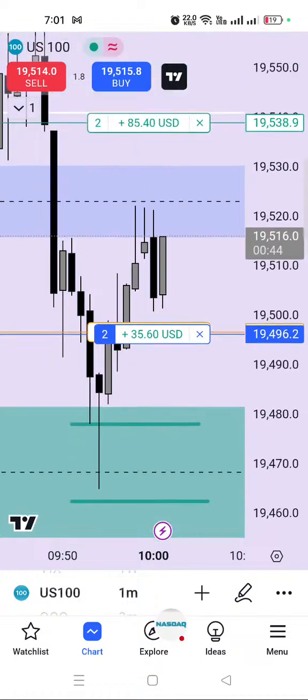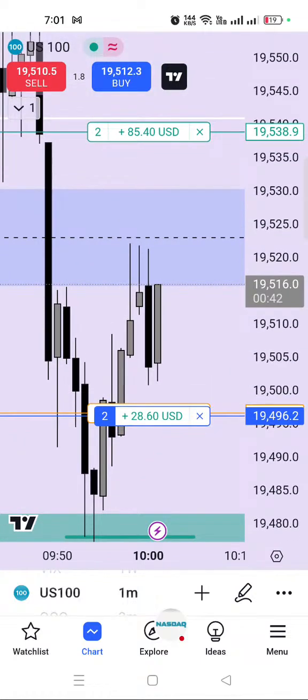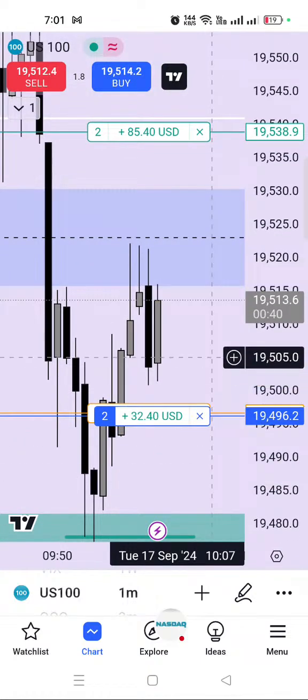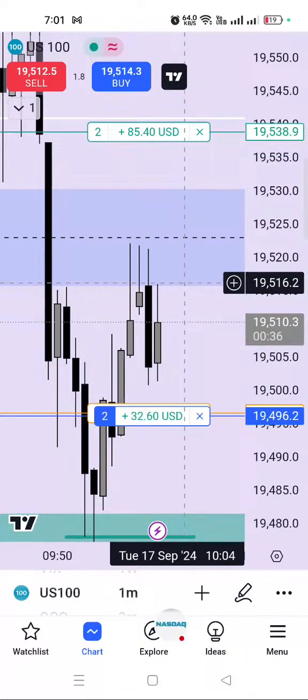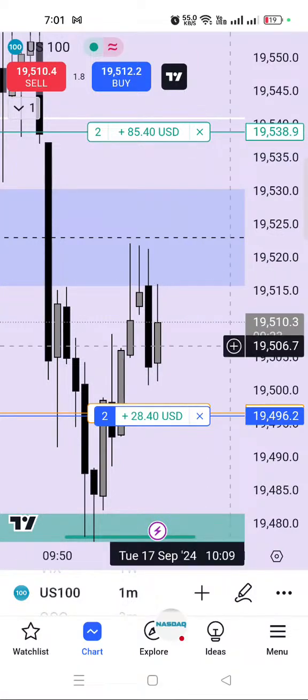ओह नहीं. यार just move above the blue box. यार ये रिजेक्ट कर रहा है उस जगह से.